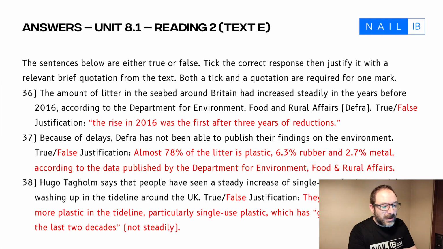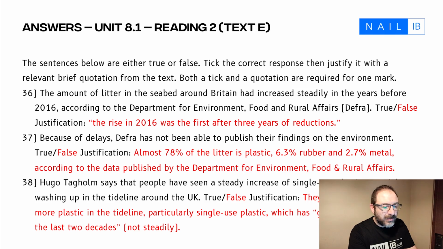The amount of litter in the seabed around Britain had increased steadily in the years before 2016, according to the Department of Environment, Food and Rural Affairs, DEFRA. That's false. Why? The key word is steadily. It wasn't steadily. The rise in 2016 was the first after 3 years of reduction. So it wasn't steady. It went down, then it rose.